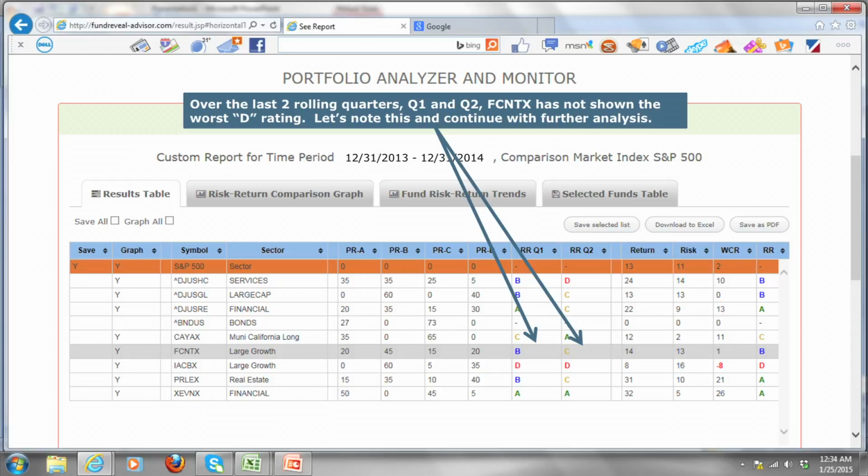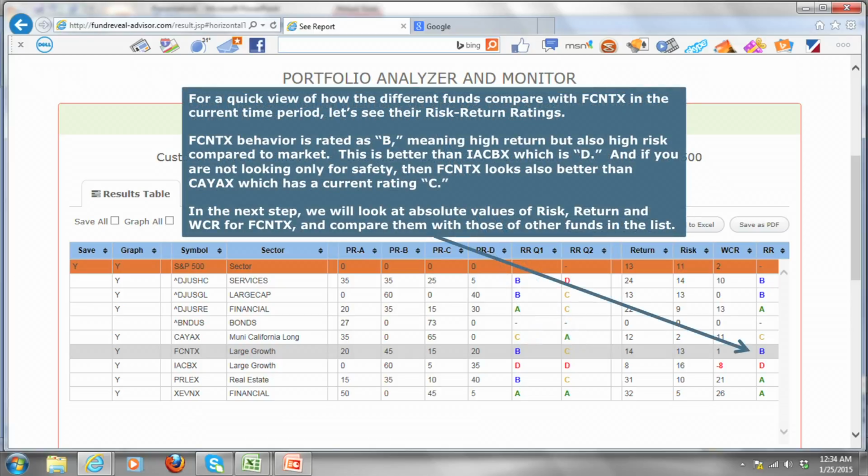Over the last 2 rolling quarters, Q1 and Q2, FCNTX has not shown the worst D rating. Let's note this and continue with further analysis. For a quick view of how the different funds compare with FCNTX in the current time period, let's see their risk-return ratings.